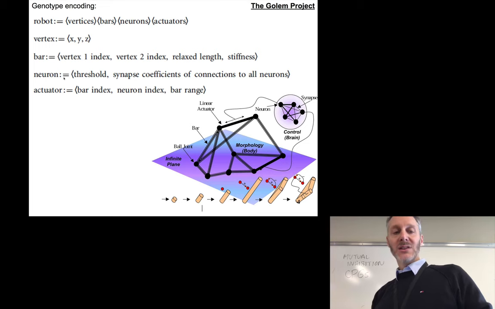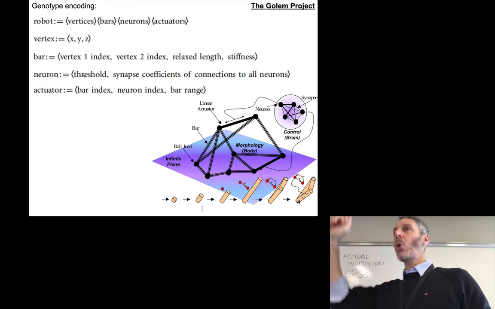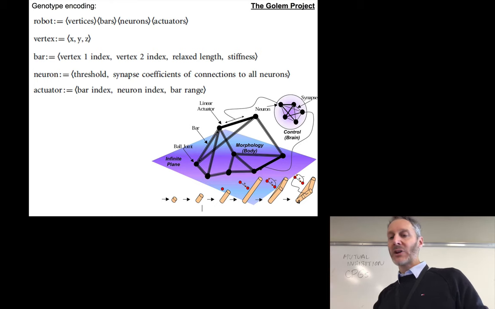You'll notice that there is no list here for synapses. The idea is that whenever we add a neuron to the genotype, we also wire that neuron up to every other neuron in the neural network. So it's kind of an indirect way of encoding the synapses. Details don't matter too much for our purposes today.